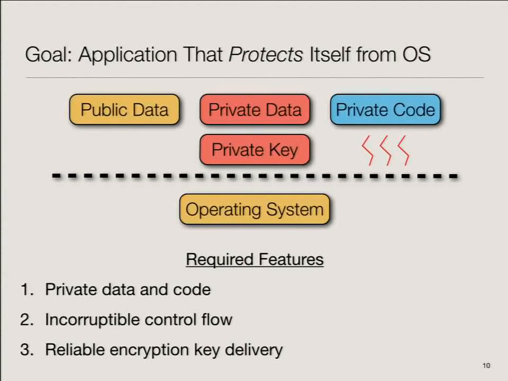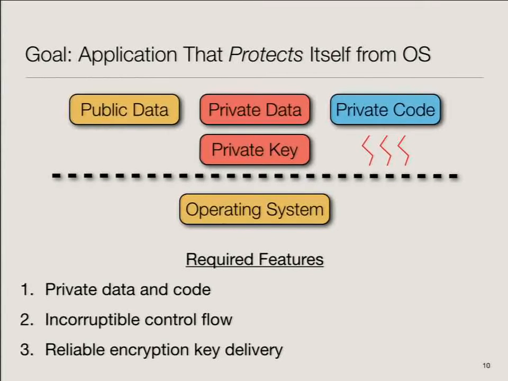Secondly, they need incorruptible control flow. They need to know that when they start execution in their main function, and if they're interrupted by a trap or an interrupt, or they execute a system call, the operating system kernel is not going to be able to modify their control flow maliciously while the operating system kernel is running. Third and finally, the applications that protect themselves are going to need a reliable way of getting their encryption keys from some file, typically the executable image, into that private data memory region without the operating system kernel being involved.